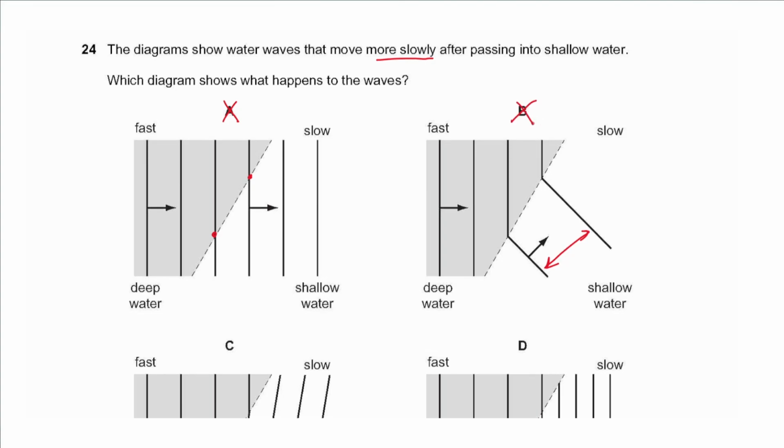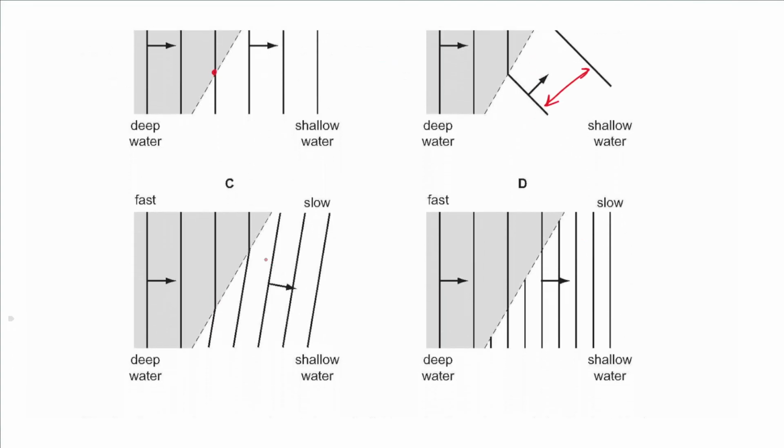So we reject B. In C, the bending happened and the wavelength actually decreased. So this is the correct answer. In D, extra wave fronts were suddenly created, which does not happen. So it is not D.